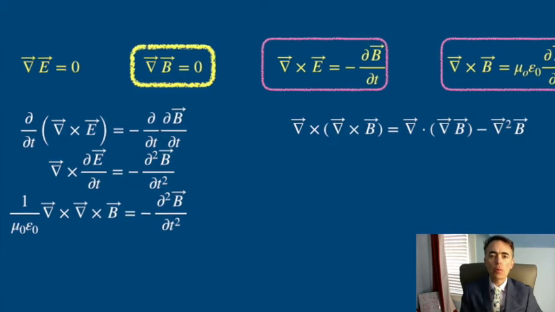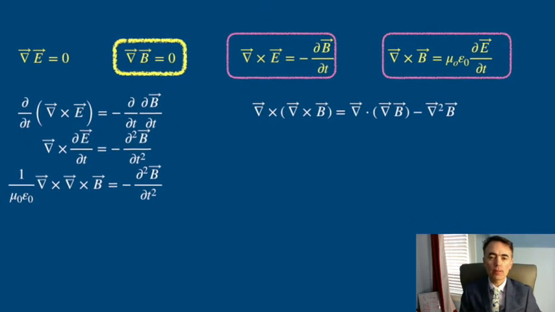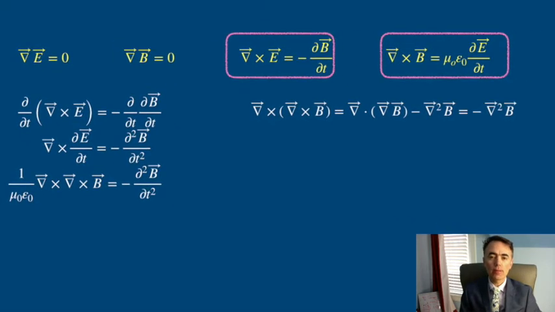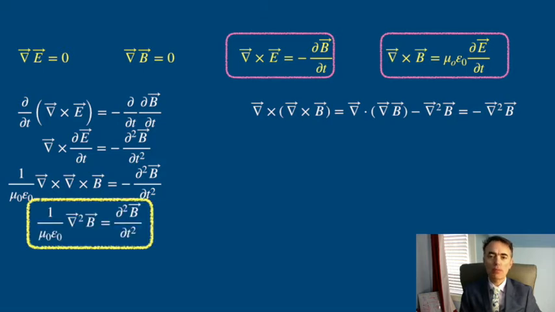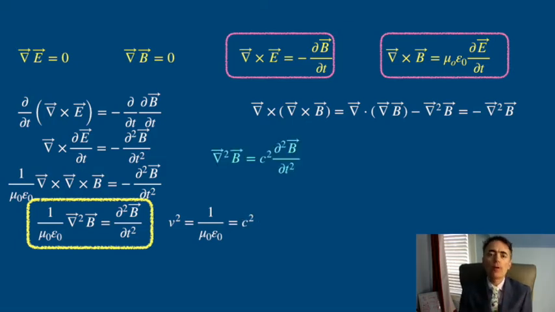Because of the second equation, this first term is 0, so we get that the second derivative with respect to position is proportional to the second derivative with respect to time. This, as a matter of fact, is the wave equation, where the constant of proportionality, mu naught times epsilon naught, is 1 over the square of the speed of the wave. But if you calculate it, you find exactly the speed of light. I leave it to you to find the wave equation for the electric field.